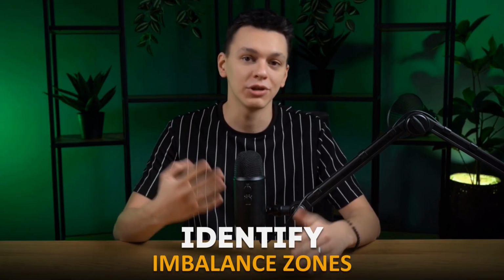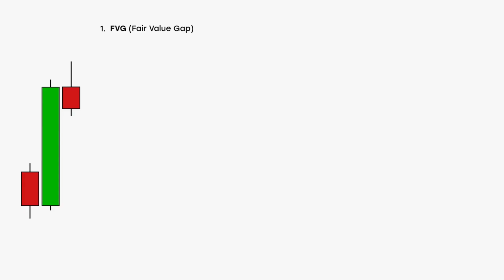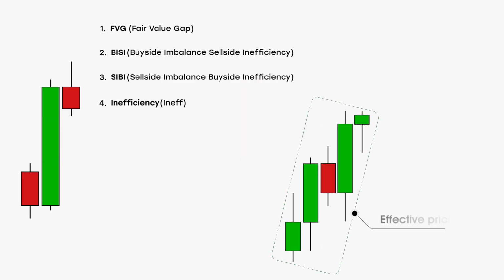Let's break down the main terms related to imbalance. They are often labeled as FVG, fair value gap, which means a gap in fair value. These zones are also called price inefficiency. In effective pricing, such gaps don't exist and the price is evenly distributed. All these terms describe the same phenomenon, a gap caused by a demand and supply imbalance.